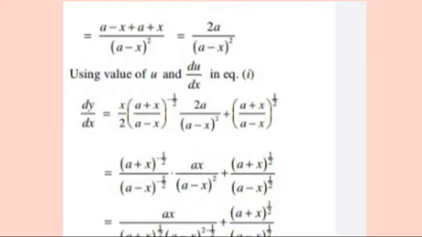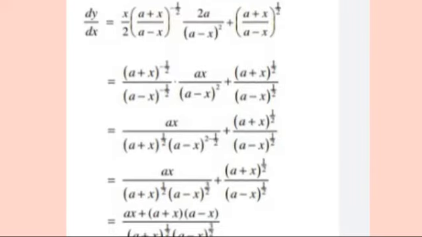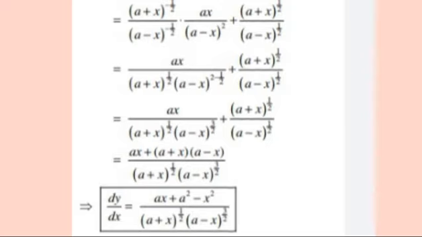This 2 is cancelled out with this one, and left behind, after simple calculation, ax written as it is, while (a plus x) raised to power minus 1 by 2, and there is (a plus x) raised to power 1 by 2 in the denominator, its power becomes plus 1 by 2. (a minus x) to the power minus 1 by 2 and (a minus x) square, both will be added to minus 1 by 2, and left behind 3 by 2, plus this written as it is: ax over (a plus x) power 1 by 2 (a minus x) raised to power 3 by 2 plus (a plus x) power 1 by 2 over (a minus x) power 1 by 2.